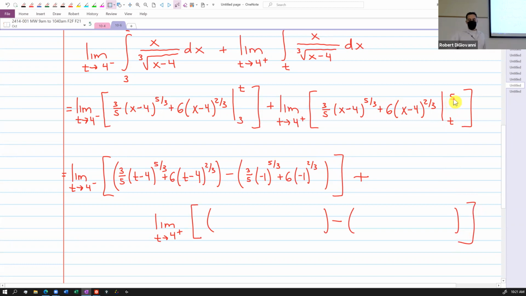I'll plug the 5 in first. If I plug in 5, 5 minus 4 is 1, isn't it? And 1 raised to any power should be 1, right? This 5 is going in here. That's a 1. 1 to any power is 1. So I should just get the 3/5 in front. Plus, and then when I do the 5 into here, same thing. 1 to the 2/3 is 1. So I should just get 6.